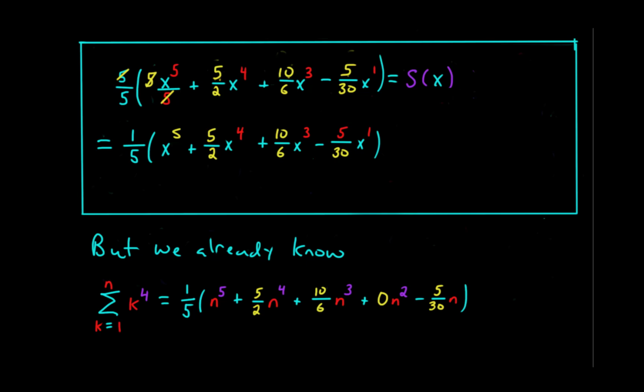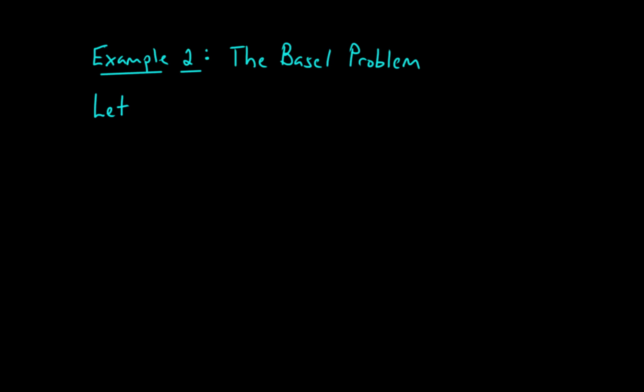The second application I want to look at is a very famous mathematical question called the Basel problem. And it was the solution of this problem that initially propelled Leonhard Euler to fame. So we'll introduce some new notation here. That's the Greek letter zeta.